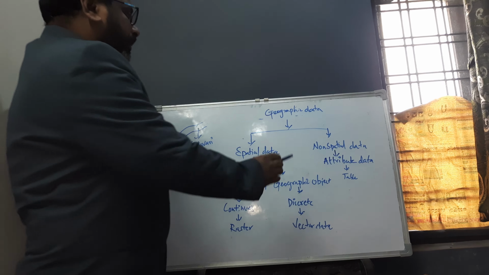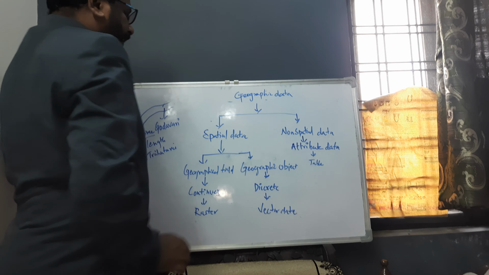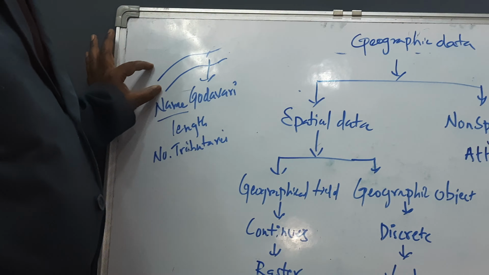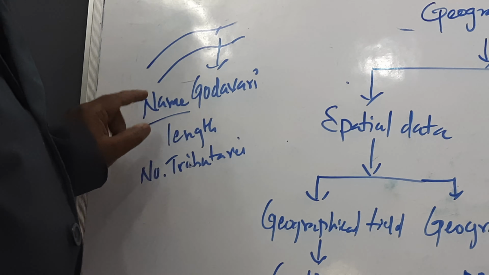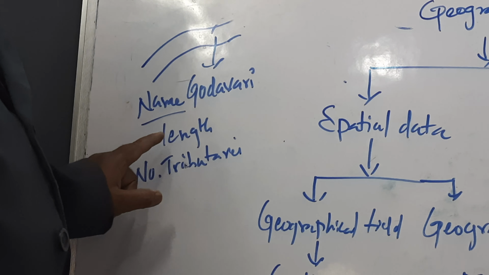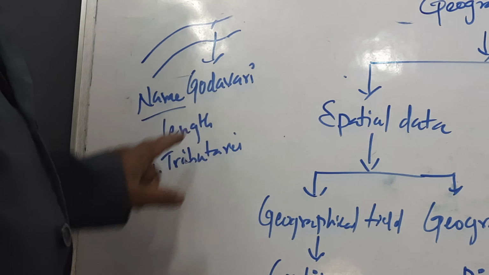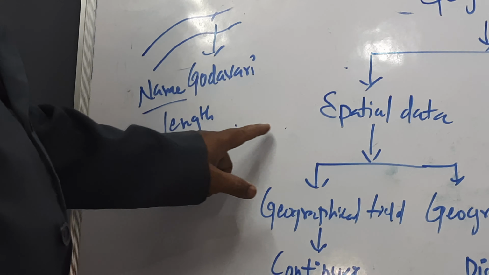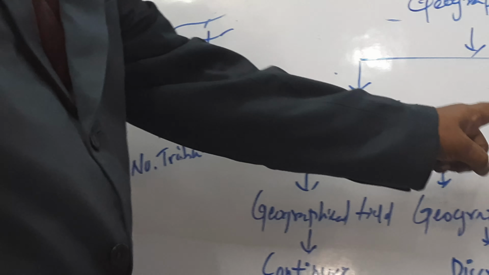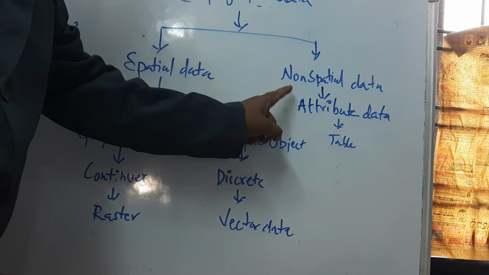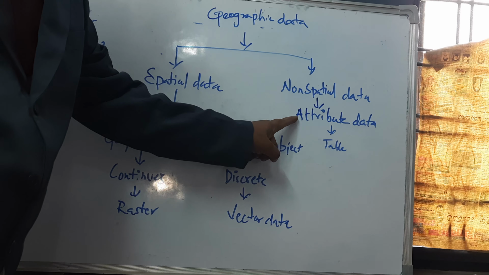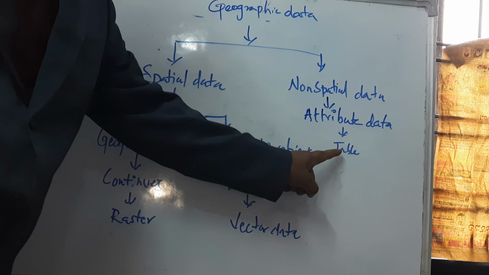Then another one is non-spatial data. For example, look at the figure. Think that this is the Godavari river flowing, and the name of the river is Godavari. What is the length of this river and what is the number of tributaries of this river? That represents non-spatial data, and this non-spatial data we can also call attribute data. This will be represented in the form of a table.